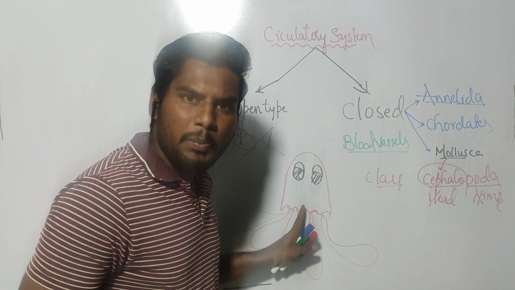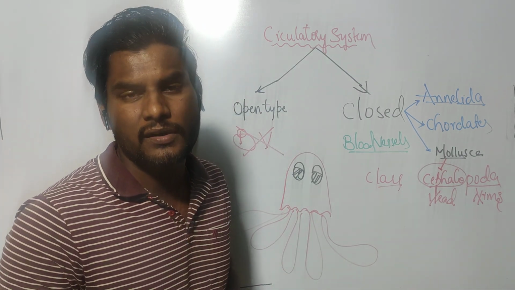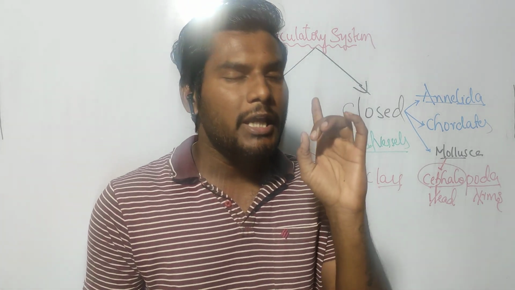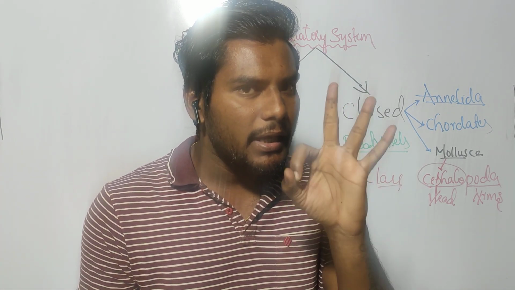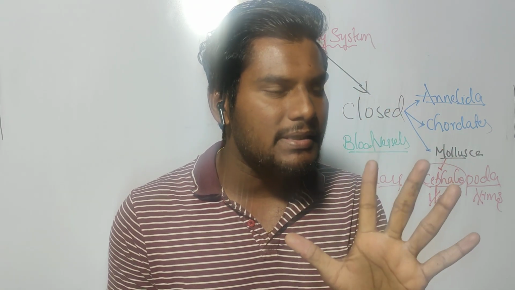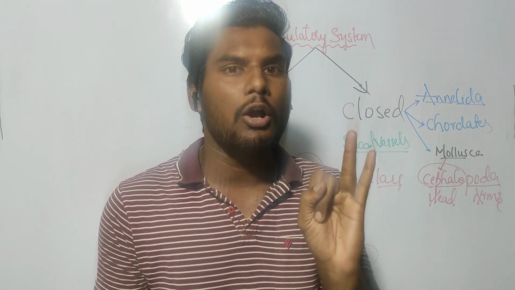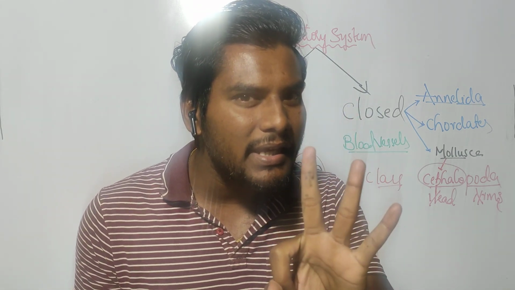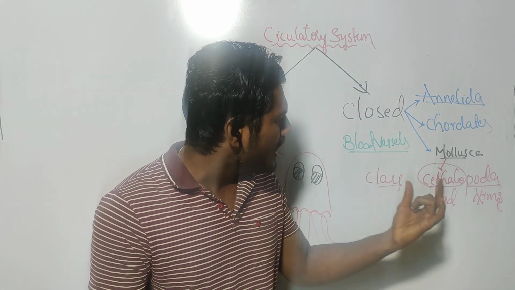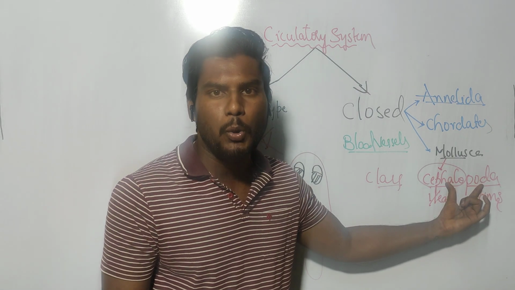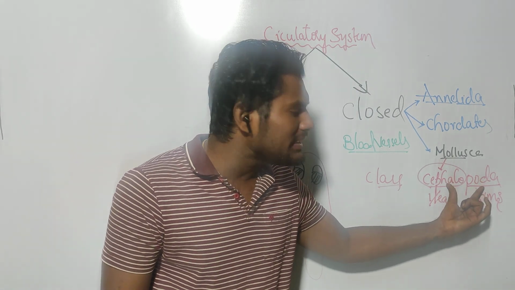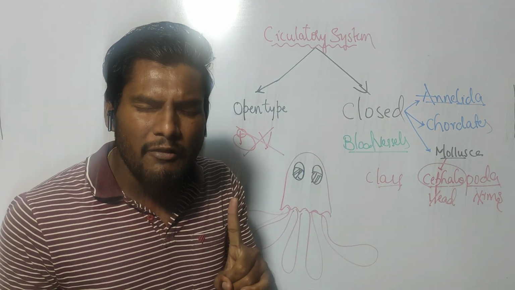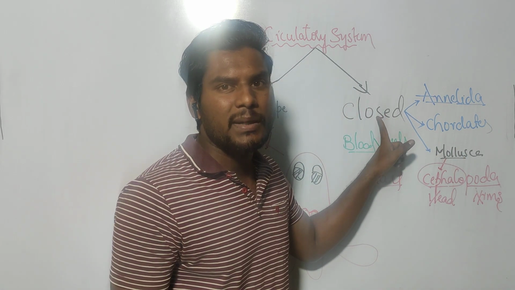In the octopus, there is a closed type of circulatory system. Not only octopus, but also squid and loligo. In the Mollusca phylum, so many examples are there. Among those examples, squid and loligo, and a devilfish, which is known as octopus. These three animals belong to the class Cephalopoda, and these cephalopods are also showing the closed type of circulatory system. So be aware, molluscans are not showing the closed type of circulatory system.